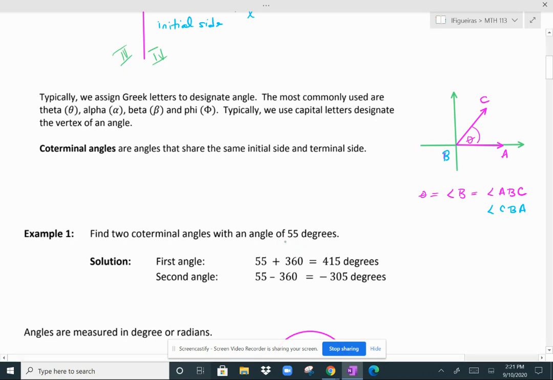So I want two coterminal angles for 55 degrees. If you add 360, it just means that you went all the way around and then 55 degrees more. And so 415 degrees represents the same angle as 55 degrees. But you could also go clockwise by subtracting 360 degrees, and negative 305 degrees represents the same angle as 55 degrees. So in fact, all three of these, 55, 415, and negative 305, all represent the same angle.